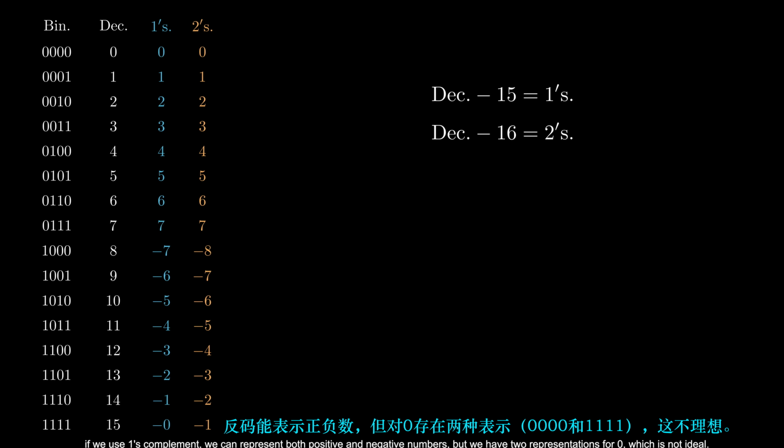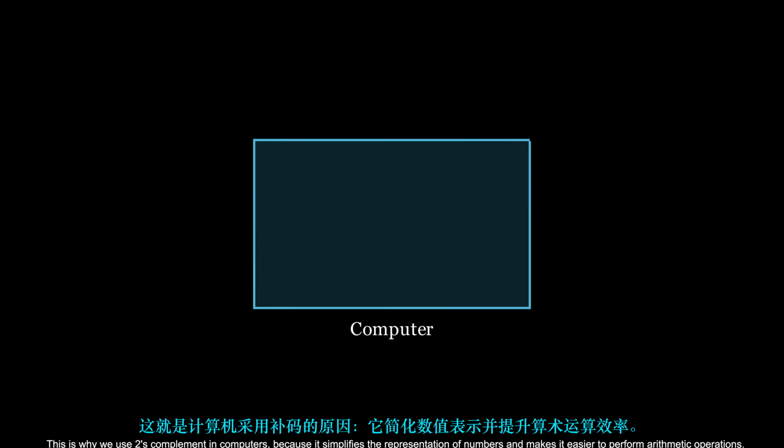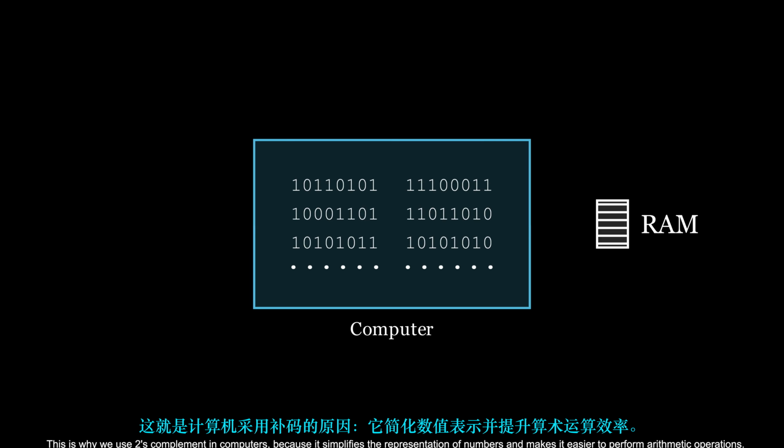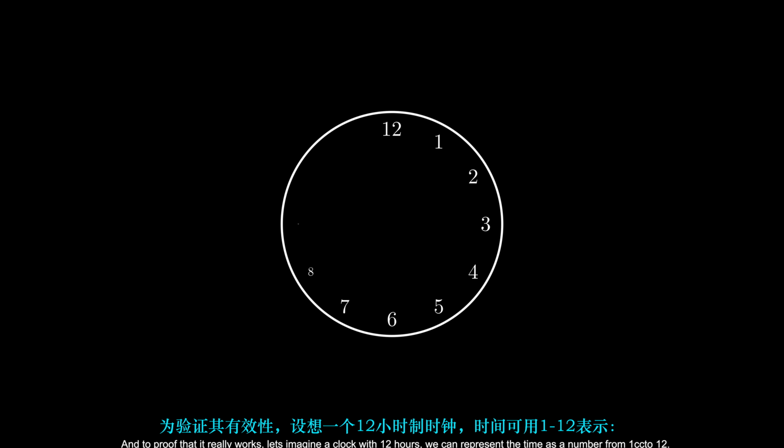If we use 1's complement, we can represent both positive and negative numbers, but we have two representations for 0, which is not ideal. However, if we add 1 to the 1's complement, we have only one representation for 0. This is why we use 2's complement in computers, because it simplifies the representation of numbers and makes it easier to perform arithmetical operations. And to prove that it really works, let's imagine a clock with 12 hours.